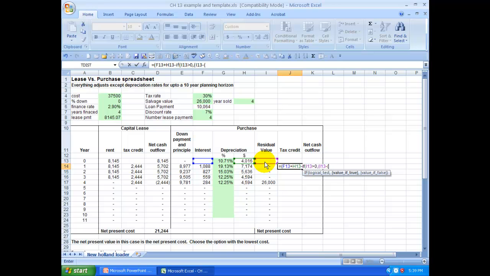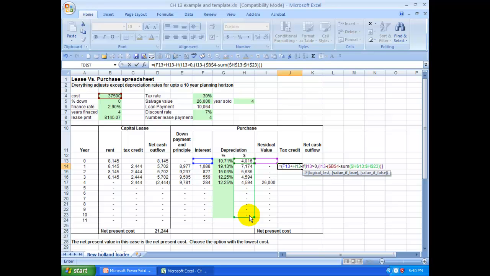And for the basis, we want an opening parentheses again, and it's going to be our original cost, and we want an F4 on that, minus the sum, opening parentheses, of all this depreciation, and do an F4 there. And then we've got to close our parentheses for the sum, close our parentheses for the basis, and close our parentheses for this residual value minus the basis.